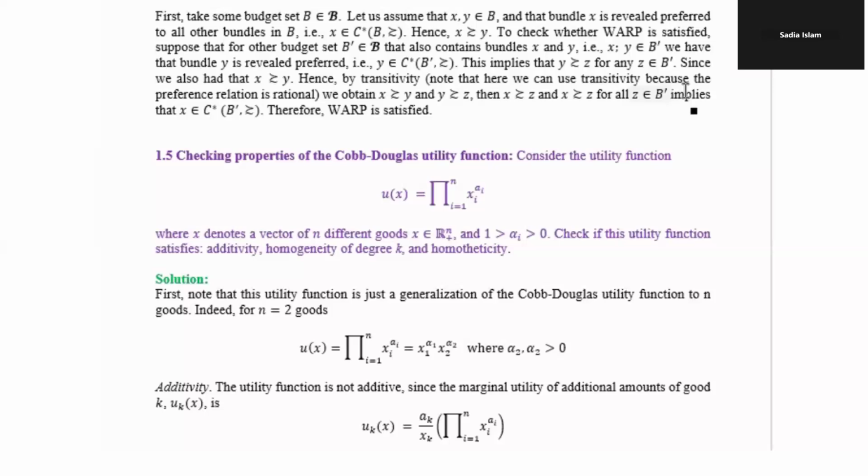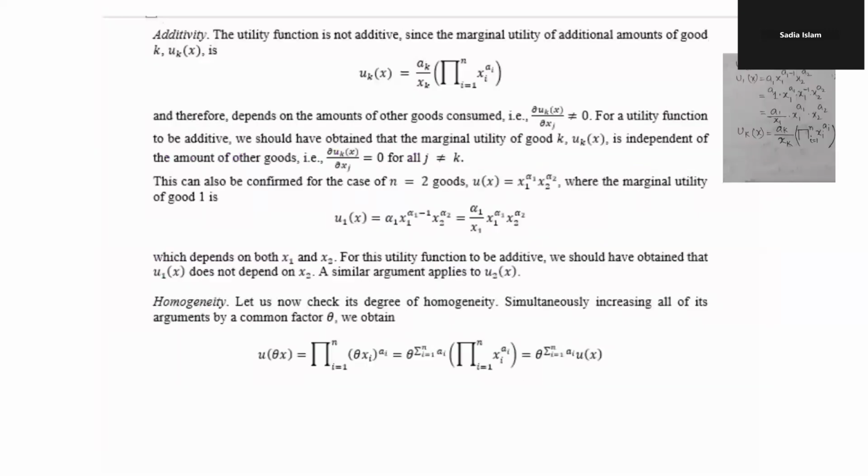if we want to see whether the Cobb-Douglas utility function maintains additivity or not, we have to first calculate the marginal utility of additional amounts of good k. So here we make the marginal utility of product k. We will see the mathematical manipulation here.